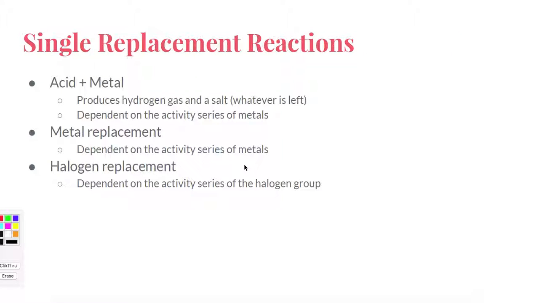Single replacement reactions. There are 3 different kinds of single replacement reactions that we're going to go over. We have the acid plus the metal. We have a metal replacement that's dependent on an activity series. We have the halogen replacement, which is dependent on an activity series of the halogens.